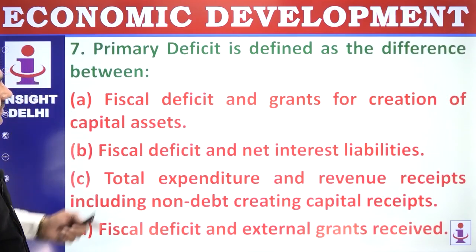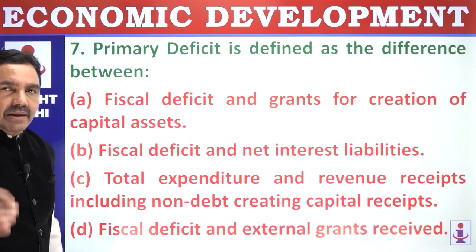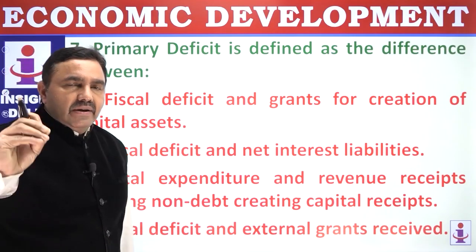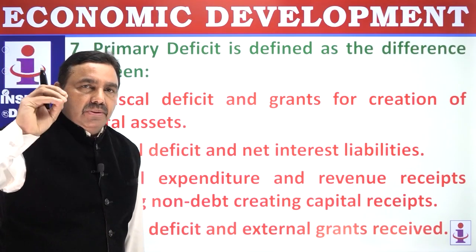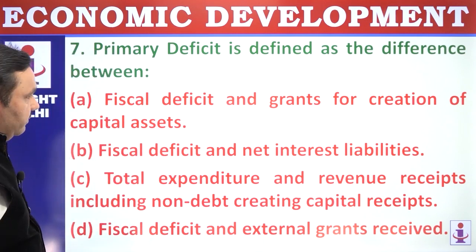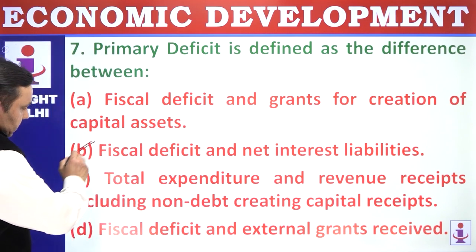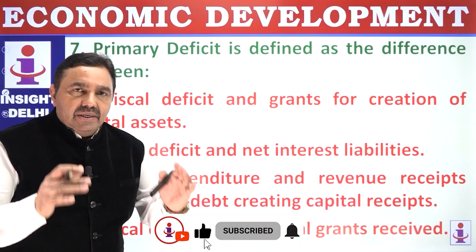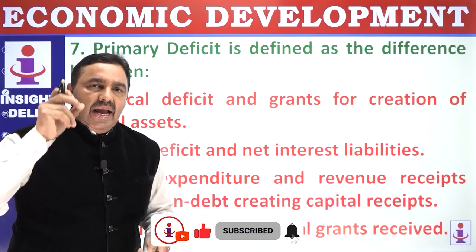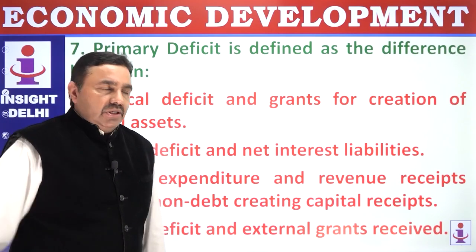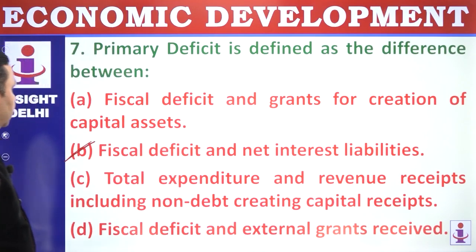Number 7, primary deficit. So different types of deficit: primary deficit, revenue deficit, budget deficit, fiscal deficit. All the kinds of deficit you must be very comfortable with, you must prepare in detail. Primary deficit is defined as the difference between fiscal deficit and interest liabilities. So if you remove interest liabilities from fiscal deficit, we get primary deficit. That is the actual deficit that the government is incurring through its expenditure over and above its income.